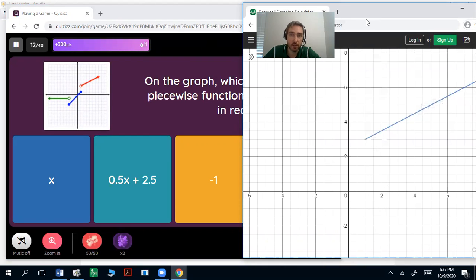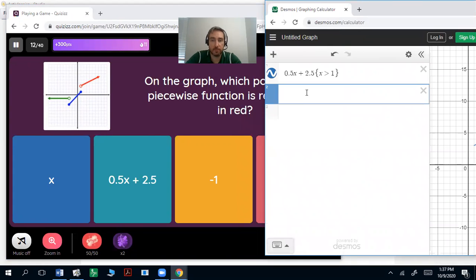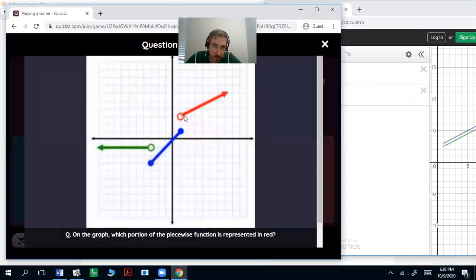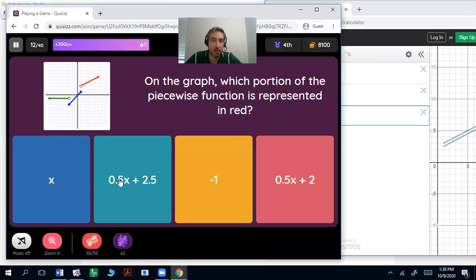Now, if I did the other one, 0.5x plus 2, that's a little bit too low. And you see it's going to cross there at 2, not 2.5. But I'm fairly certain that's going to cross at 2.5 because that's right between 2 and 3. So let's click that one.